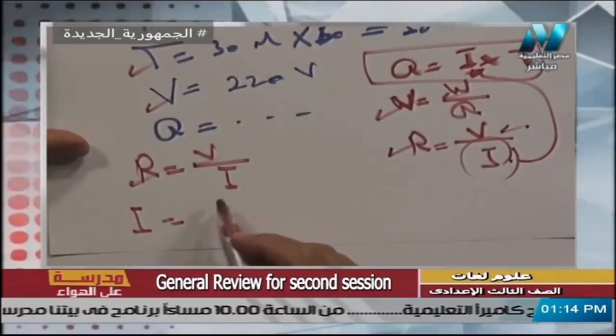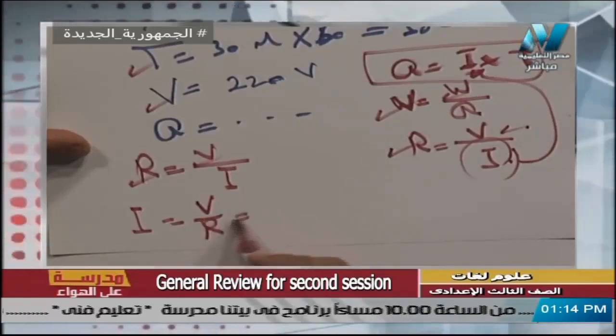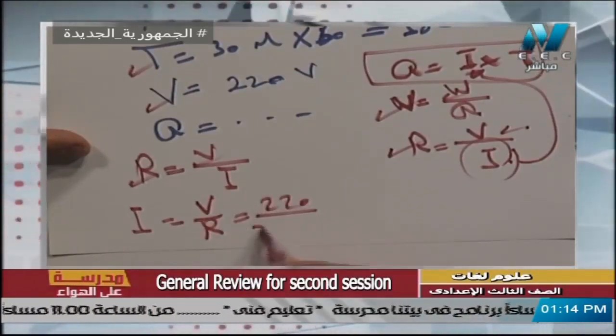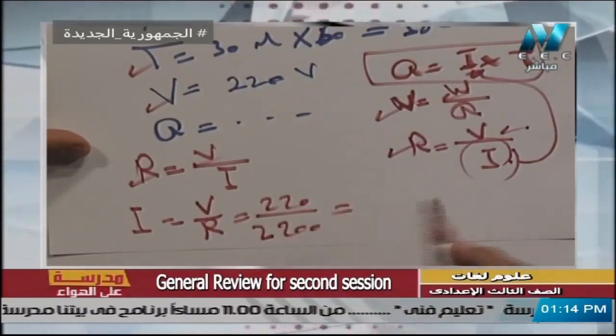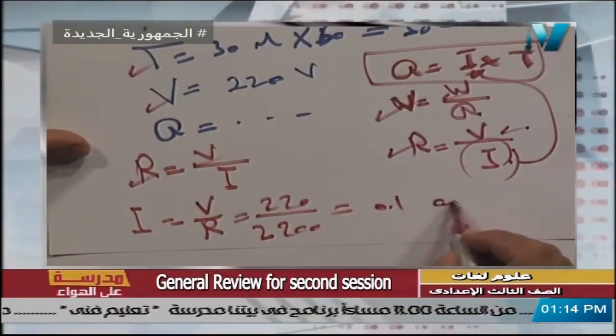I equals V over R, which equals 220 over 2200, so it will be 0.1 ampere.